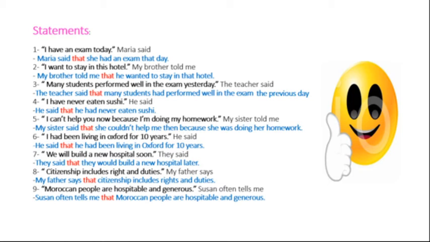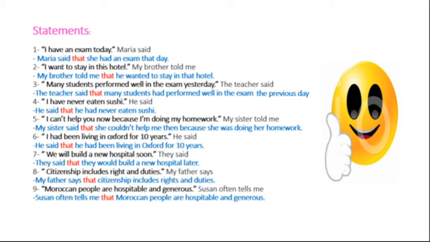Wait a minute. Some students may be wondering, why didn't we change the verb? Why didn't we say, my father says that citizenship included rights and duties? Well, it's very simple. Take a look at the verb says. This is the reporting verb, says, and here we have tells. Look at the tense of the verb here. It's the present simple.